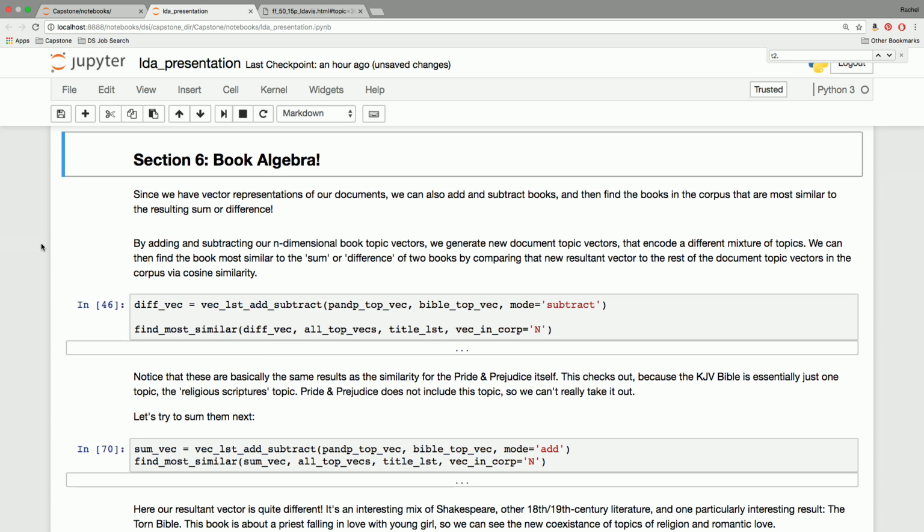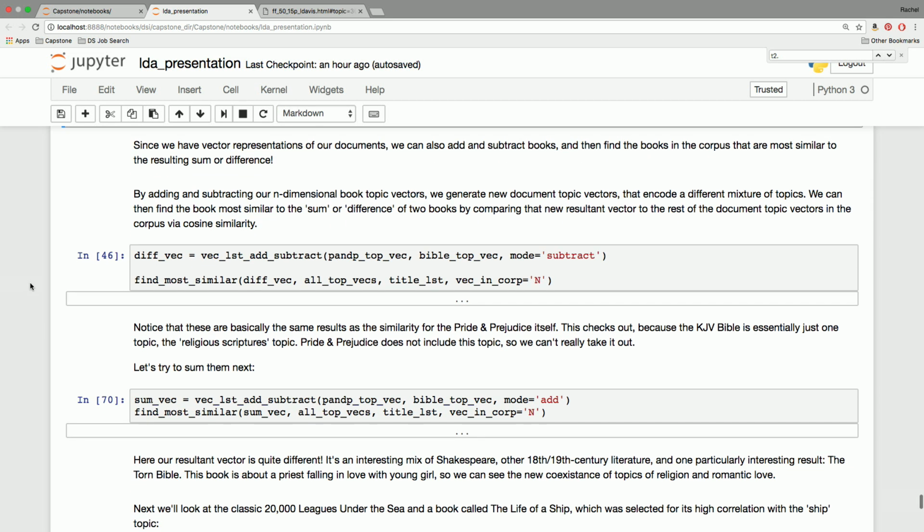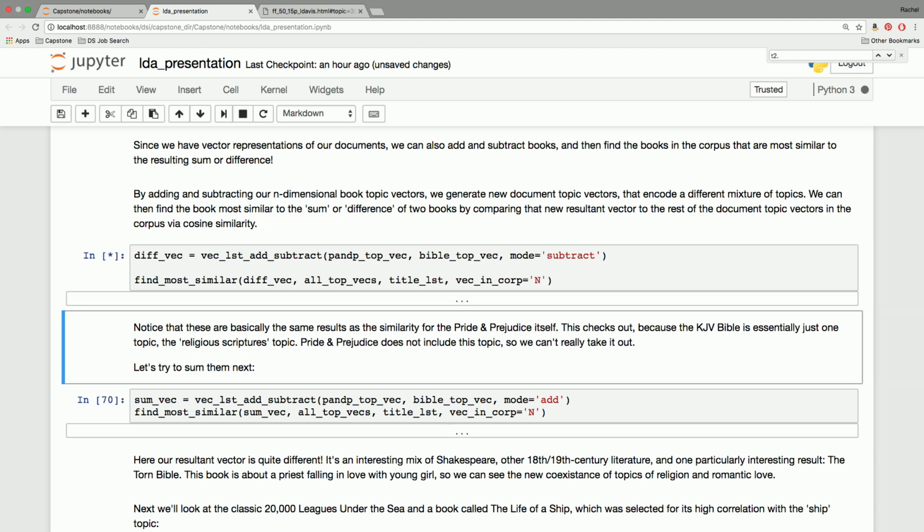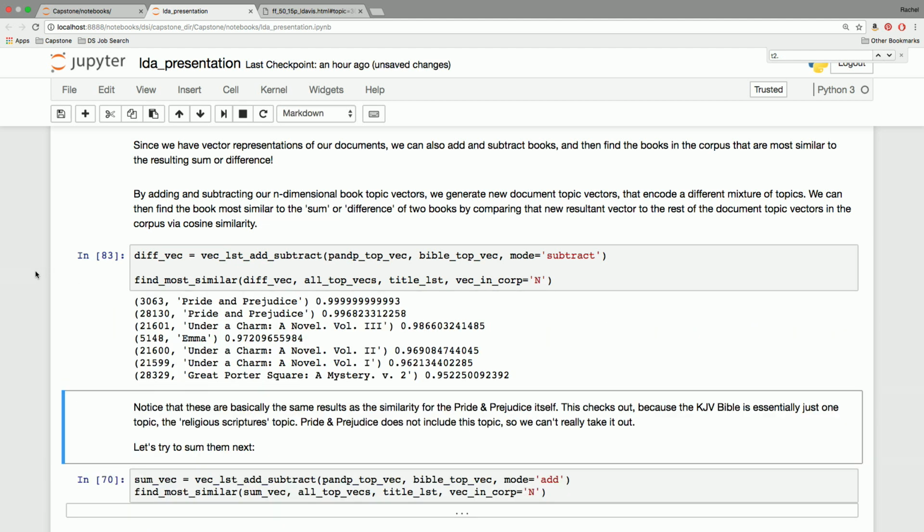So now, grand finale of the talk is book algebra. So we have these 50-dimensional document topic vectors, and they are just vectors. They're vectors that we can add and subtract and do other things with. So we're going to go and do that. We're going to add and subtract some document topic vectors, and what we will find after doing that is books in the corpus that are most similar to that sum or difference.